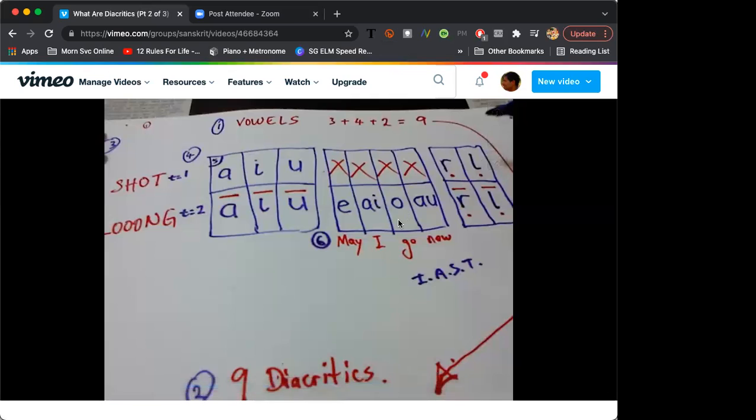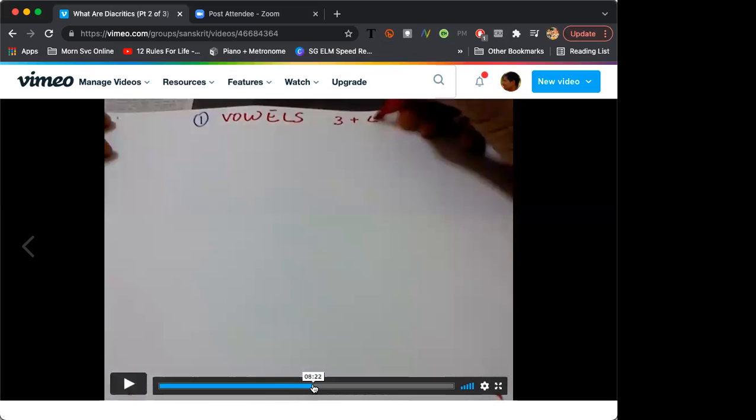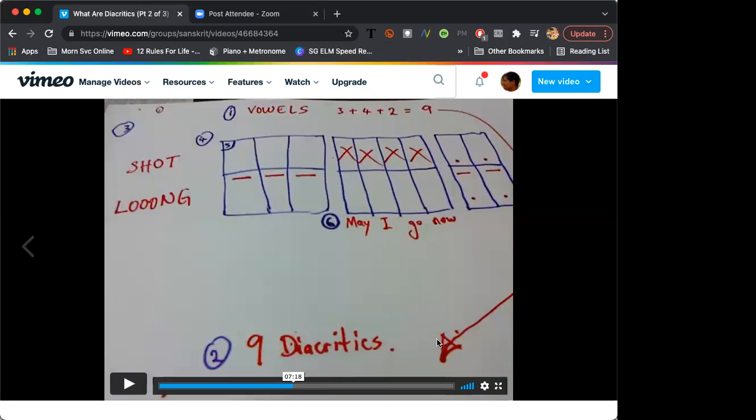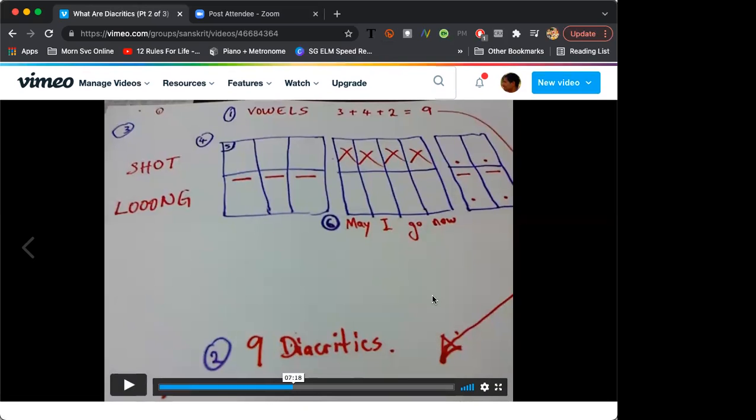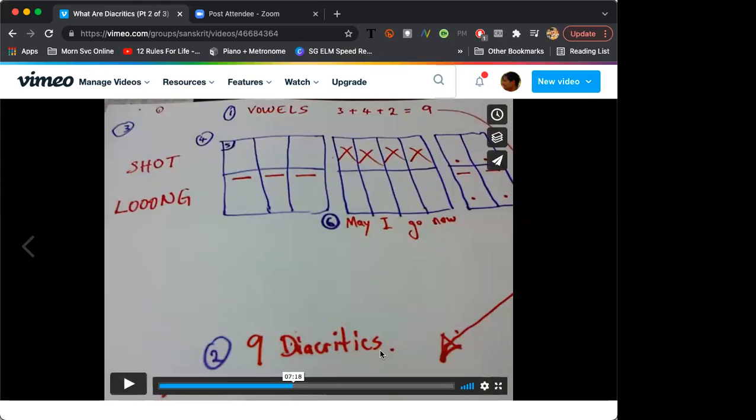Okay, so that's it. Now, out of these 2 tables, please remember, you have to memorize the blank one. Don't memorize the one with these alphabets. So the blank one looks like this, right? This is the blank one. You have to memorize this. Like that, we have another table for the diacritics.